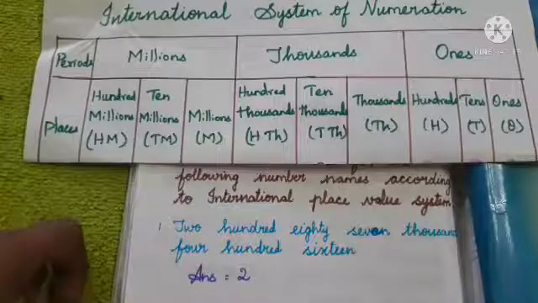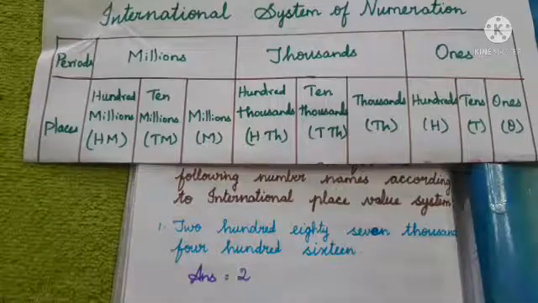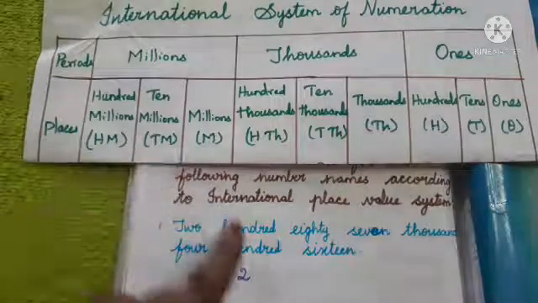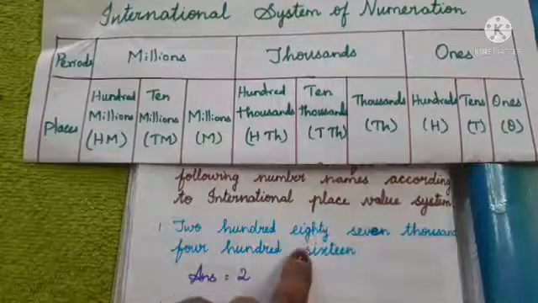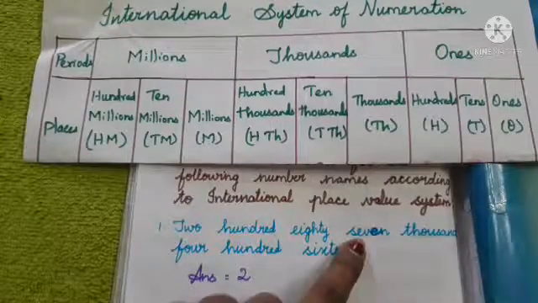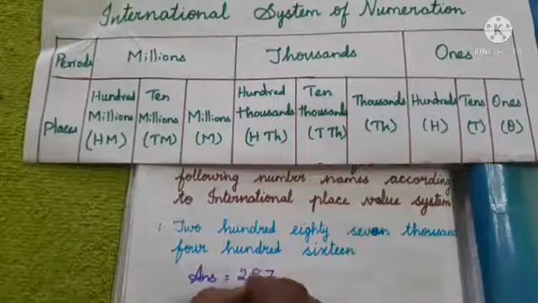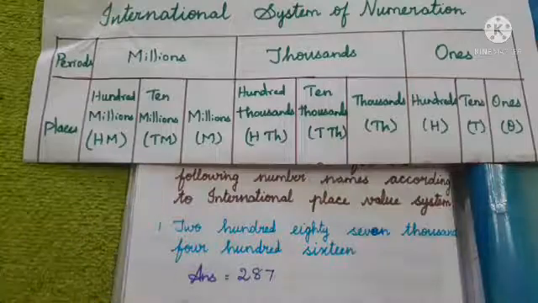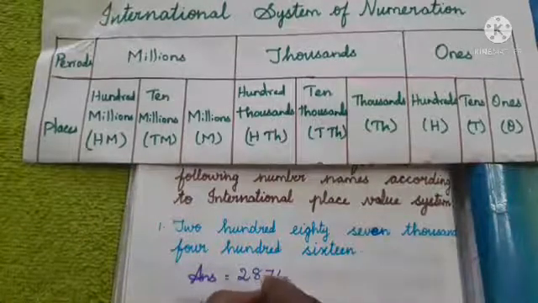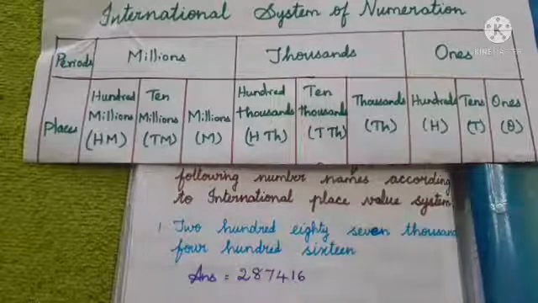Then, how many ten thousands and thousands do we have? Yes, we have 87,000, isn't it? 8 ten thousands and 7 thousands. So, we can write 87,000. Next, how many hundreds do we have? Yes, 400. Next, 16. Understood?